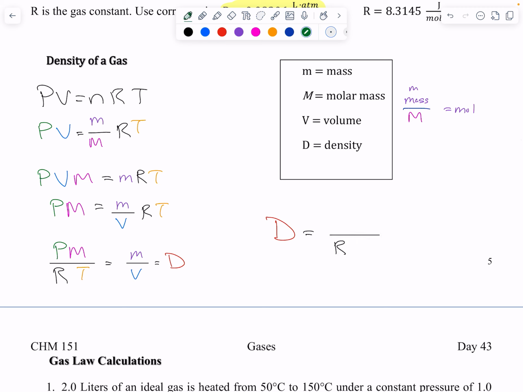Are you going to have to derive this? No. I just did it for you guys. So the density of a gas depends on pressure, the molar mass, and temperature. So as long as the pressure and temperature are the same, like if you're talking about in a room, the heavier the gas, as this number gets bigger, this number gets bigger. So the heavier the gas, the more dense it is.